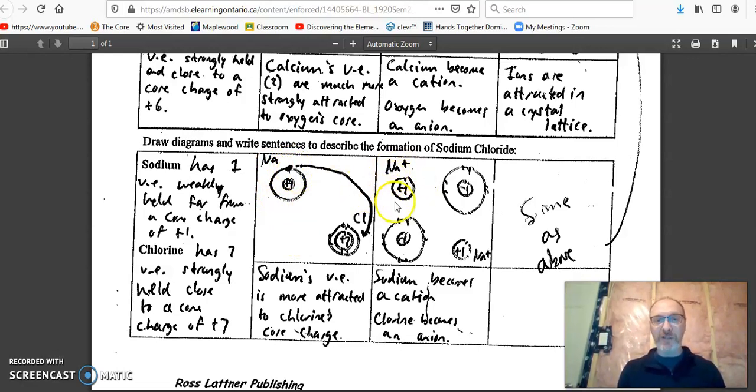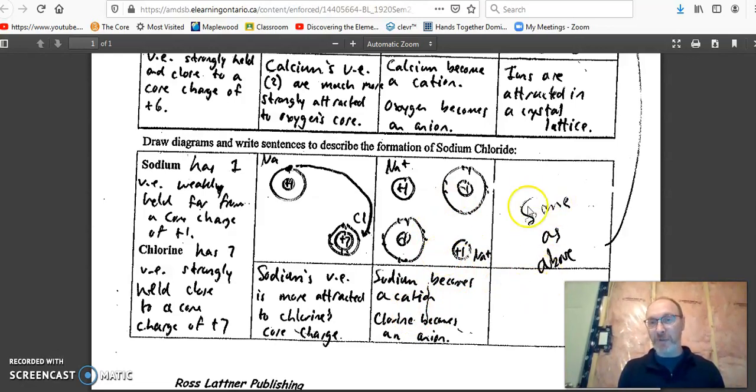Sodium ends up with a +1 charge because now it has 1 less electron. Chlorine ends up with a -1 charge and a full valence shell here. Again, it gained that 1 electron. So sodium becomes a cation, chlorine becomes an anion, and they're going to be attracted to one another in a crystal lattice.